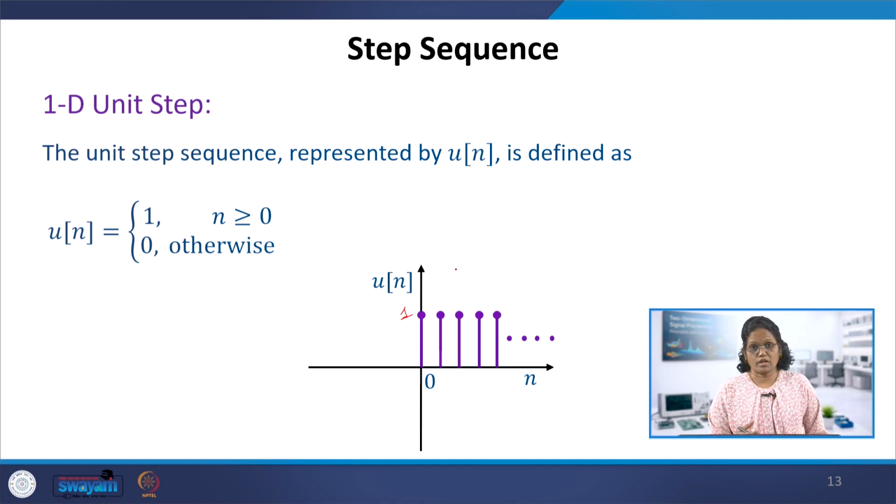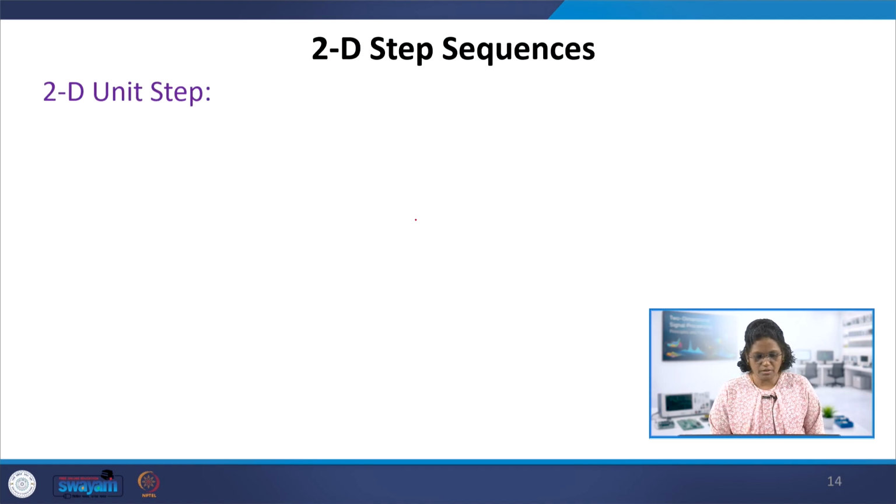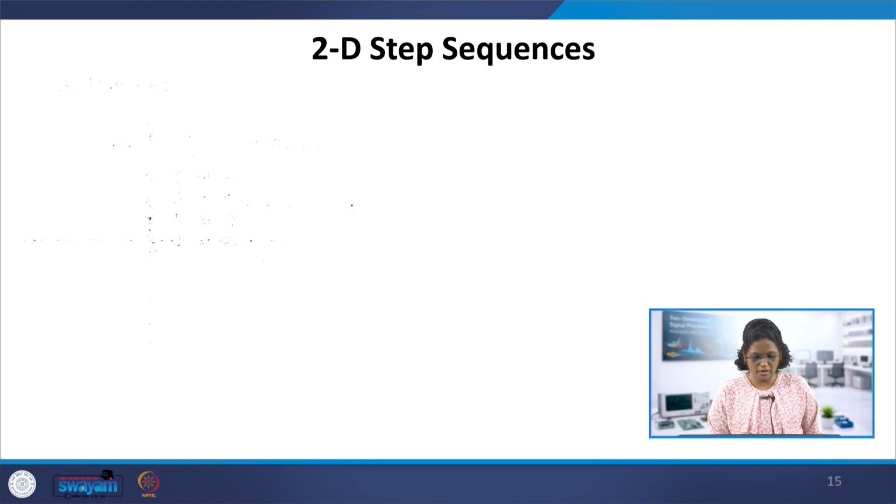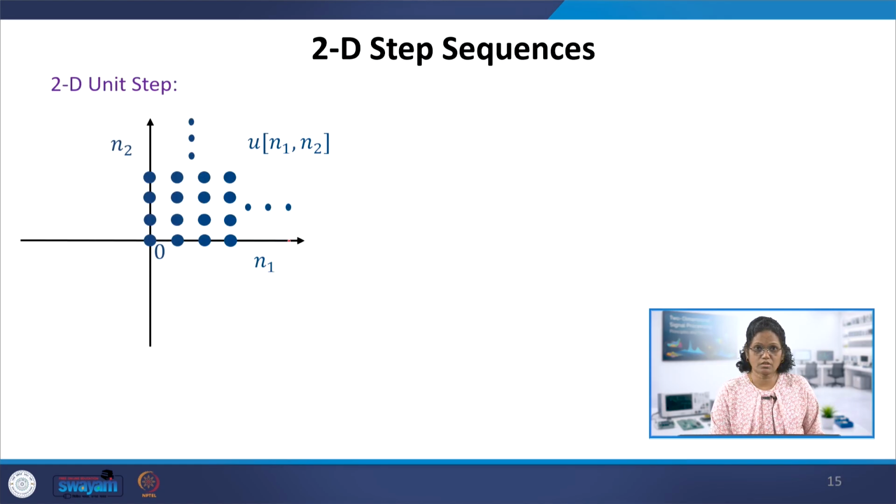So how can the 2D step sequence be visualized? The 2D step sequence is represented by u of n1 comma n2. Now there are two independent variables, and u of n1 comma n2 is equal to 1 for n1 and n2 greater than or equal to 0, and it is 0 otherwise. So n1 and n2 from 0 onwards means that is the first quadrant, right? We will see how the sequence is plotted.